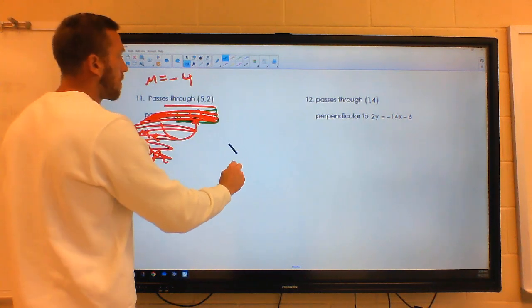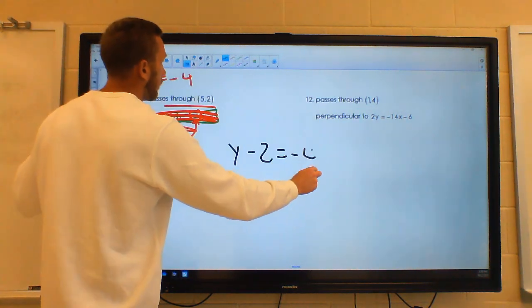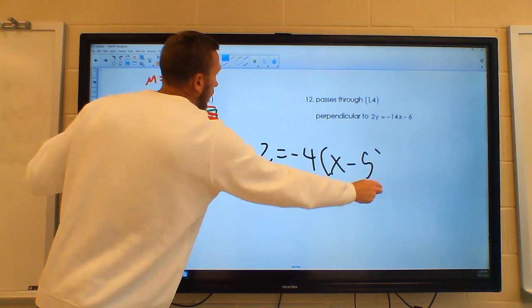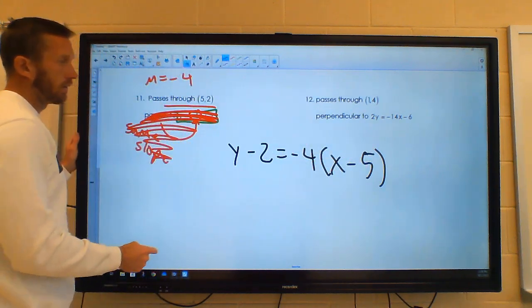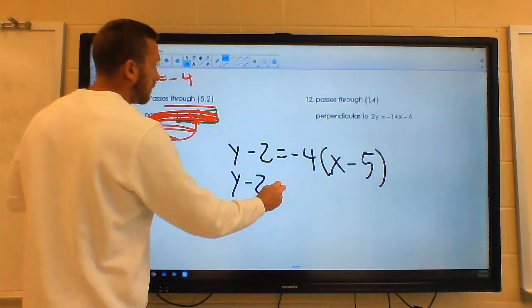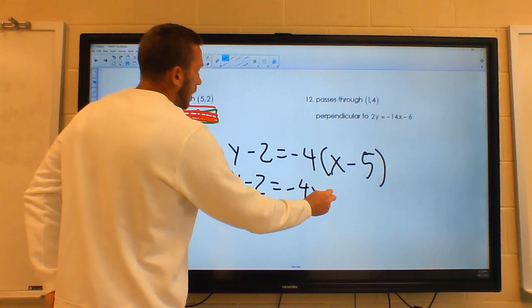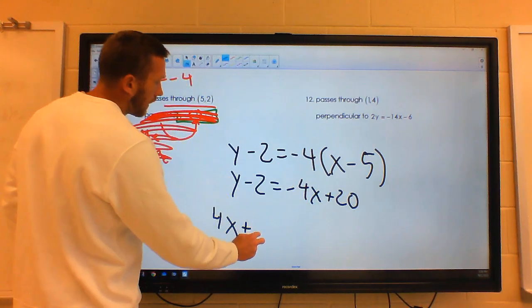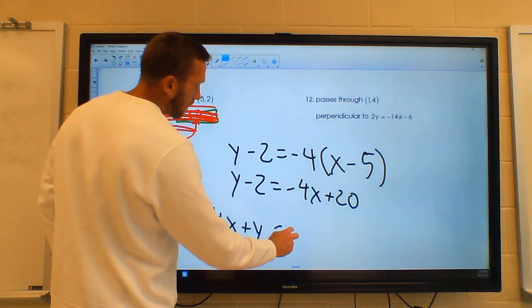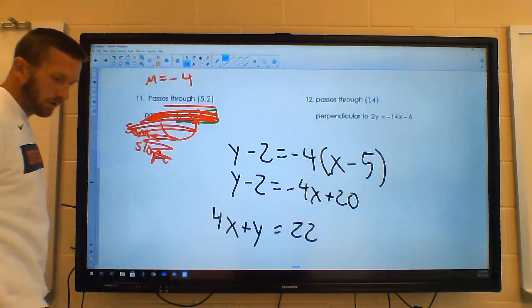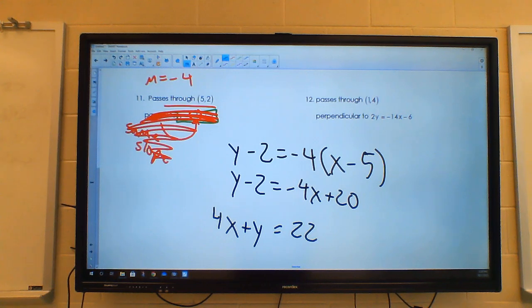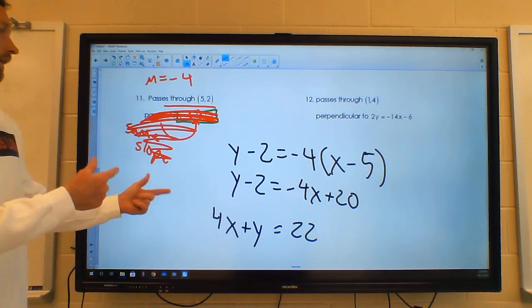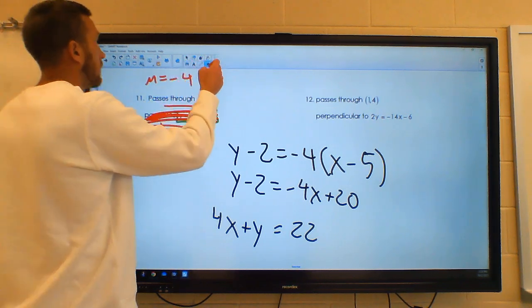Okay, so let's show that. Y minus 2 equals -4 times x minus 5. Again, I'm going back to the point slope form now. Distribute it out. Y minus 2 equals -4x plus 20. Move the 4x over. It becomes positive over here. Move the -2 over. It becomes positive over there. Add it with the 20. It becomes 22. Boom. Followed by Shaka, followed by Laka. That's our standard form equation. Okay?